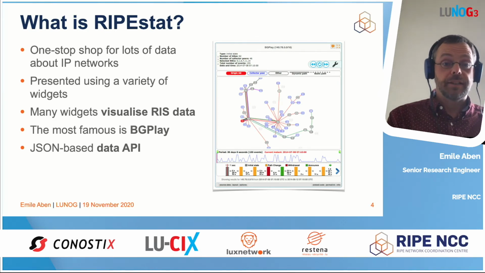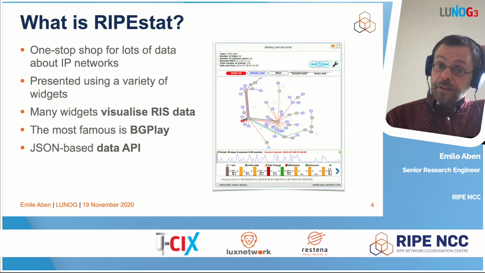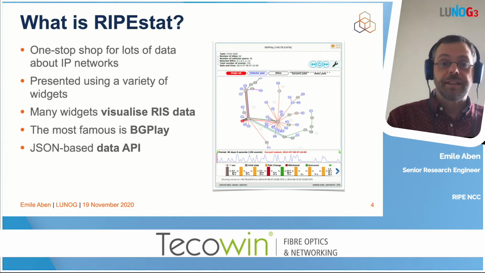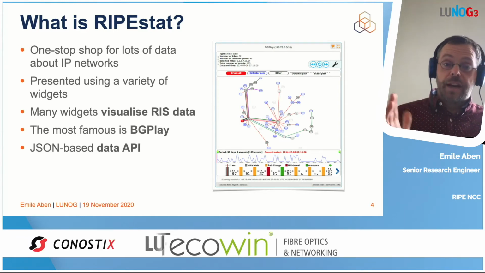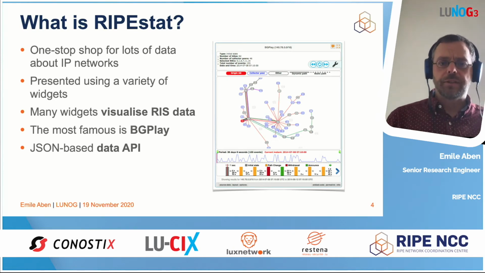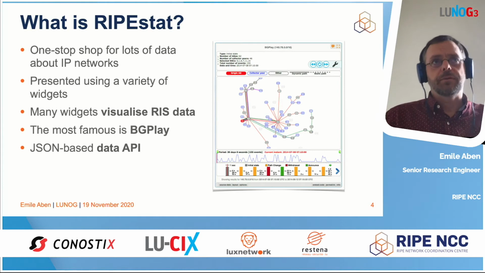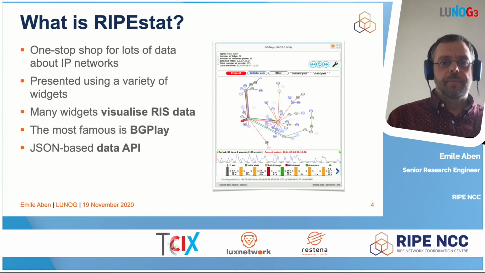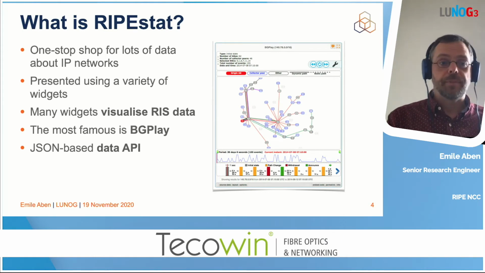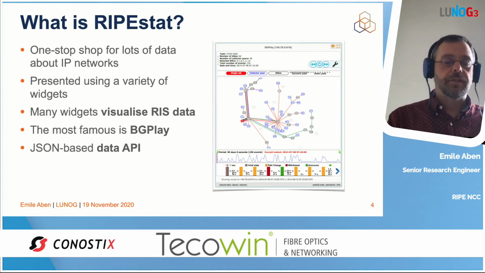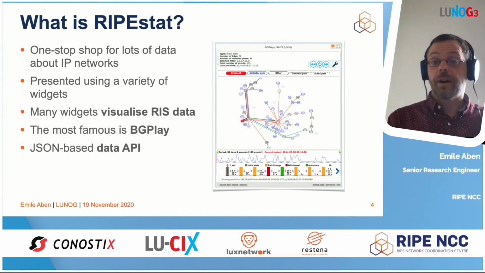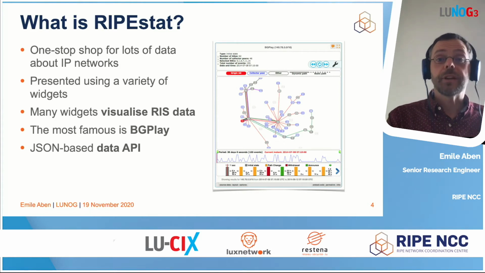A lot of the routing data in there is based on RIS. You have visualizations, and the most famous one, which we have a picture of here, is called BGPlay, where you put in an IP address and a time range, and it will show you exactly what we can see on the internet about how routes change. So if your network goes via A or via B, and in case of incidents, this is really useful to see what happens. There is a JSON-based data API that underlies these, so if you want to play around more with the underlying data, it's available through RIPEstat. If we can go to the next slide, please.